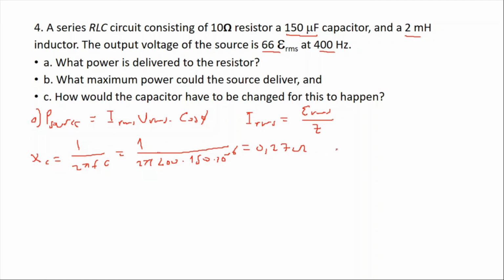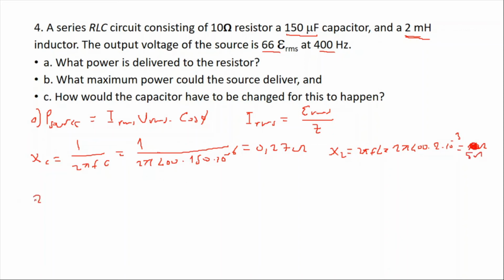For the inductive reactance, XL is equal to 2 pi FL, which is 2 pi times 400, the frequency, times L, which is 2 times 10 to the negative 3. Here is the 2 millihenry. So in doing these calculations, we will get approximately 11 ohms. Then now, not 11 ohms, it will be 5 ohms. This will be 5 ohms.